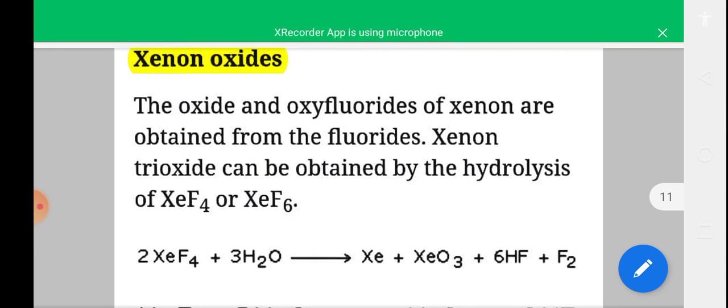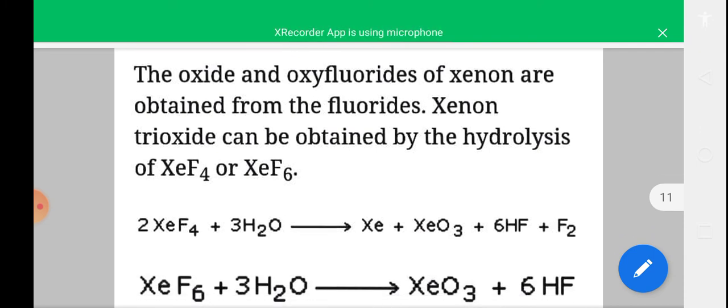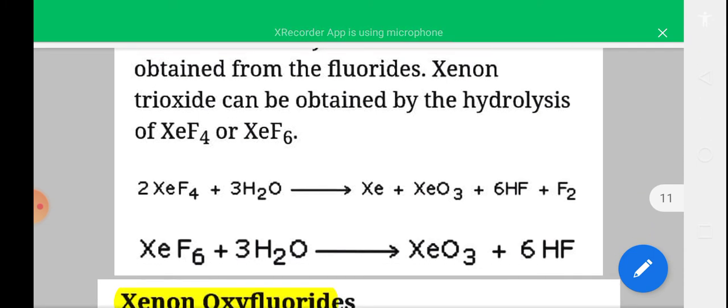Now see oxides of xenon. The oxides and oxyfluorides of xenon are obtained from fluorides. Xenon trioxide can be obtained by the hydrolysis of XeF4 or XeF6. So when XeF4 reacts with water, hydrolysis gives XeO3, an oxide of xenon. 2XeF4 plus 3H2O gives Xe plus XeO3 plus 6HF plus F2. Similarly, XeF6 plus 3H2O gives XeO3 plus 6HF. So these are the preparations of xenon oxide.